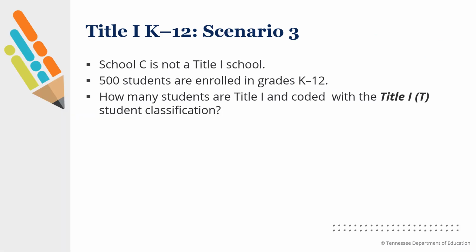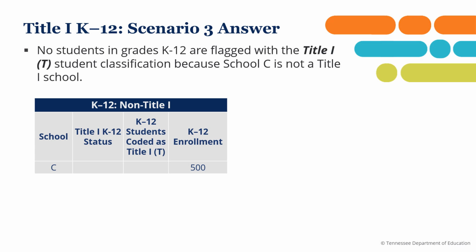K through 12 scenario 3. School C, it is not a Title I school. 500 students are enrolled in grades K through 12. How many students are Title I and coded with the Title I-T student classification? The answer, of course, none. None of the students are supported by Title I funds, therefore none of them are coded as Title I-T.